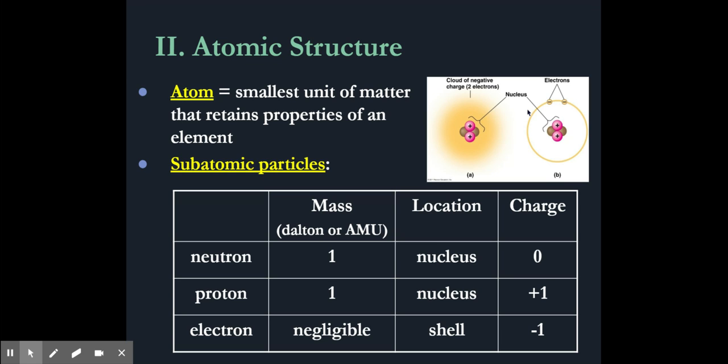It's practically zero. The location of them: protons and neutrons are located in the center or the core, known as the nucleus, whereas the electrons are floating around the outside in various orbitals or shells. The charges: neutrons are neutral with a charge of 0, protons are positive with a +1 charge, and electrons are negative with a -1 charge.